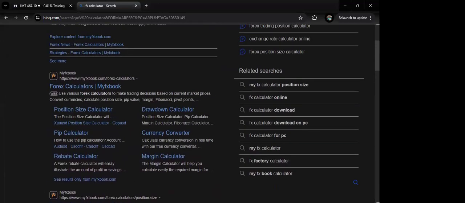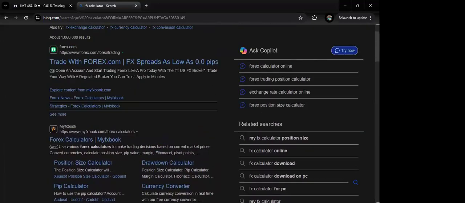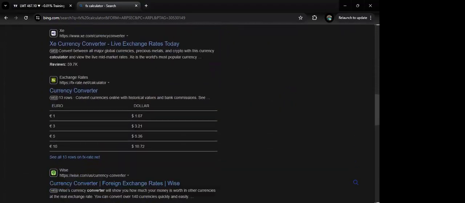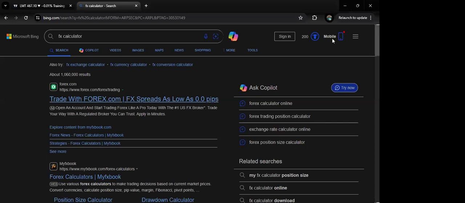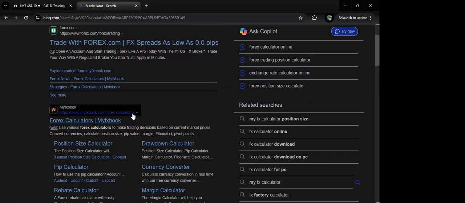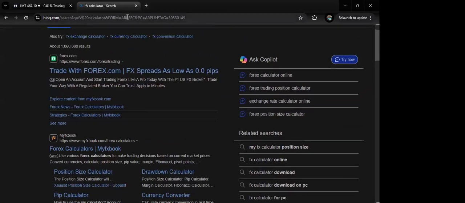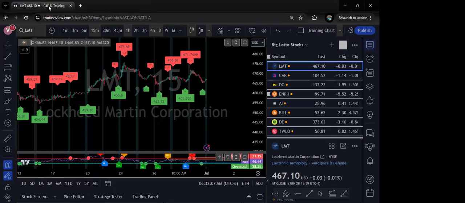Okay, so it's a forex calculator, but I love it because it gives you the Fibonacci levels. So that's the sign I showed you guys. Okay, very easy. Download it on your phone. I'll try and download it here.